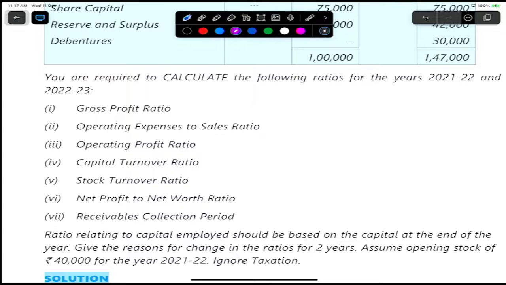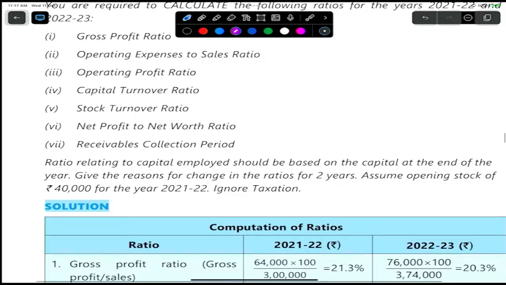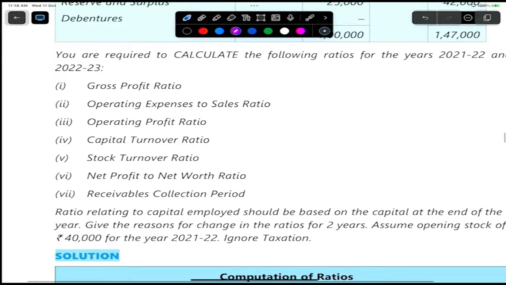Next one, receivables collection period. I told you, the third formula is the collection period. Just now, 15-20 minutes back, when we wrote the formulas, debtors turnover, I said I will tell you the third formula when we go into the problem. This is the area. Ratios relating to capital employed should be based on the capital at the end of the year. Give the reasons for the change in the ratios for the 2 years. Assume opening stock of 40,000 for the year 21-22. Ignore taxation. This is how questions will come in the exam.